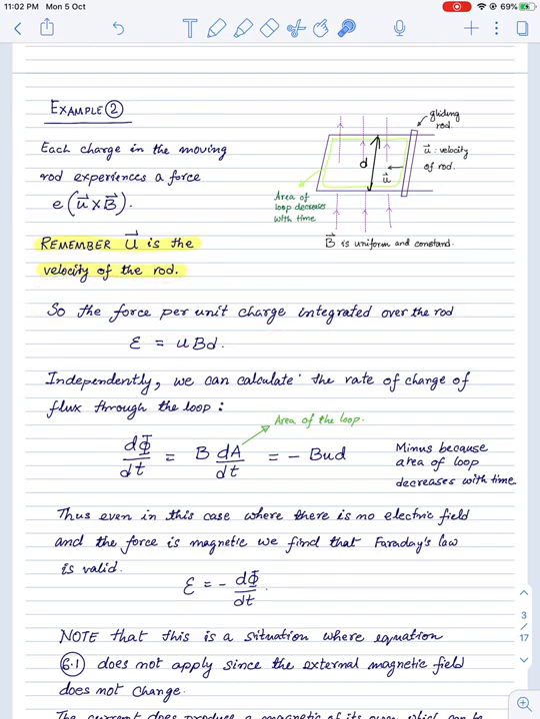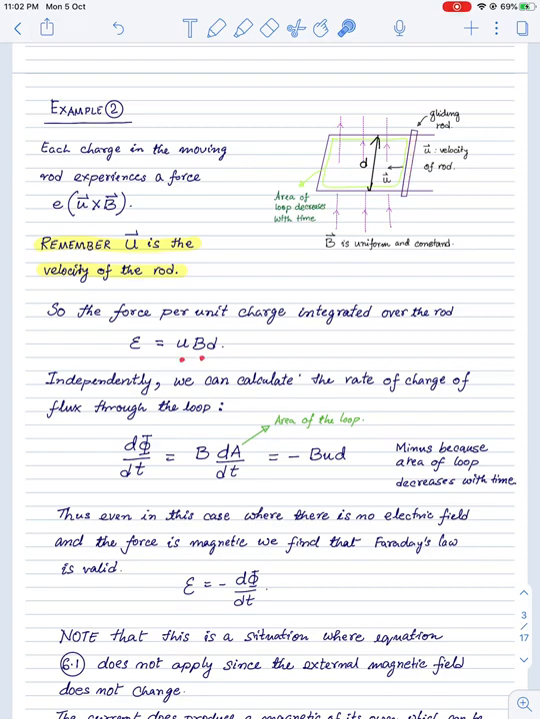Now let us consider the force per unit charge integrated over the rod. But now it will be the magnetic force per unit charge integrated over the rod. You see, the rod is moving in this direction. There is a constant magnetic field in this direction. Therefore, the charged particles inside the rod, particularly the free electrons, will essentially experience a force in this direction, in the direction of the rod, right?